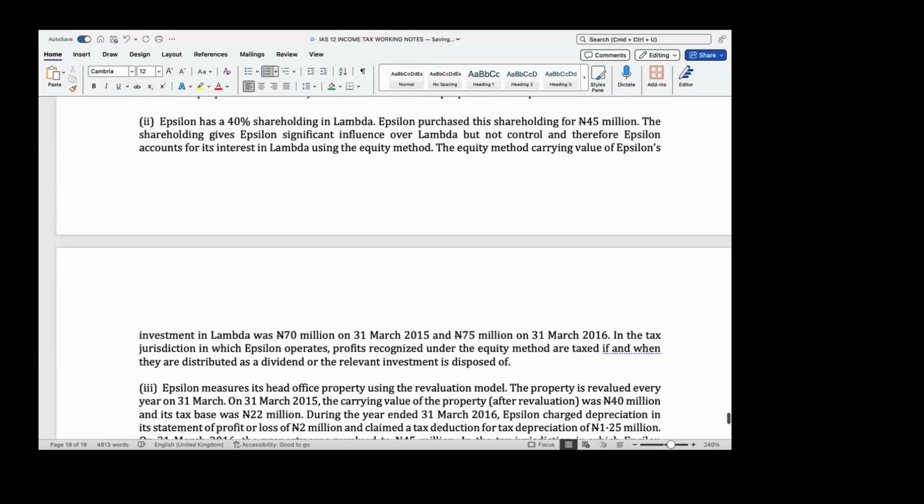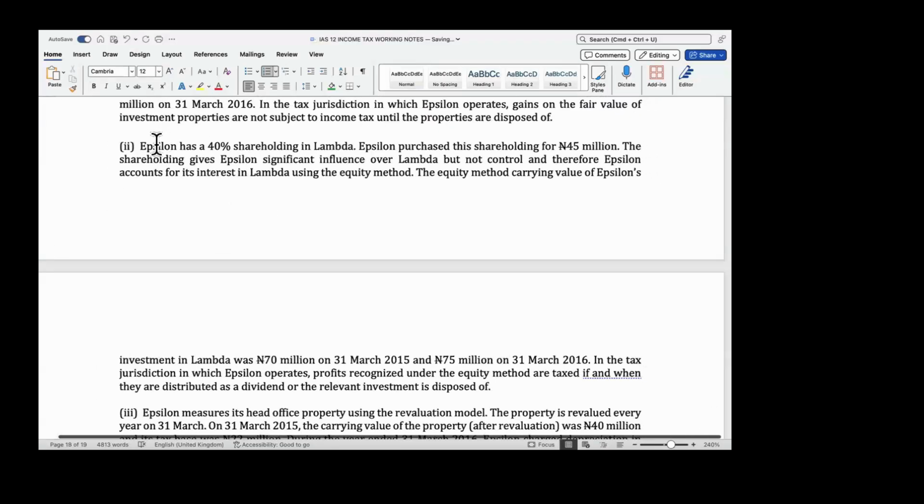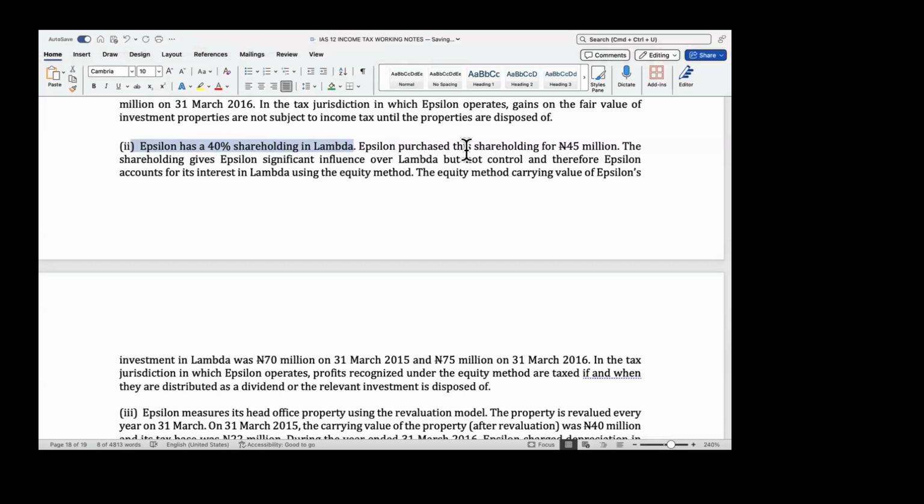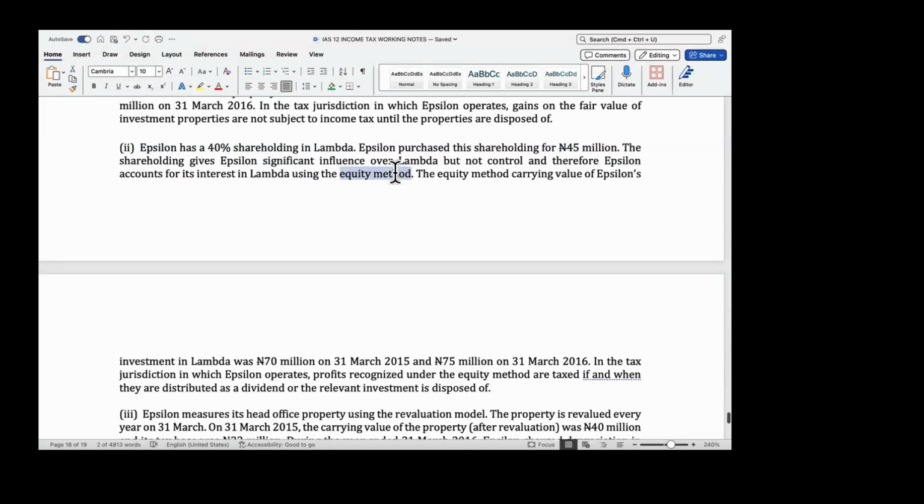The second transaction is talking about Epsilon's 40% shareholding in Lambda. Because Epsilon purchased its shareholding for 45 million, and the shareholding gives Epsilon significant influence over Lambda, but not control, therefore he has to apply the equity method. I haven't taught you IAS 28, but some of you might have done it before. I'll teach you that later when we start group accounts.